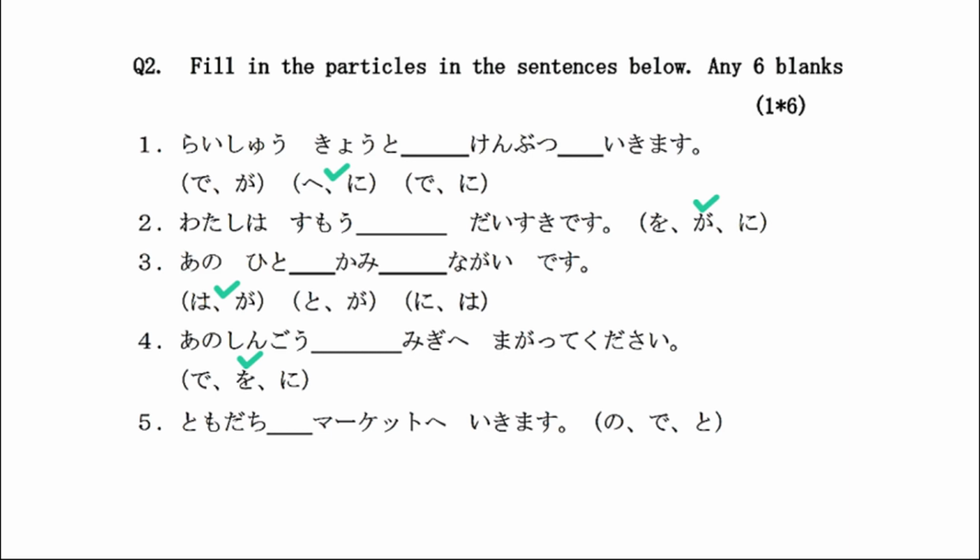The fifth sentence is Tomodachi dash maaketo e ikimasu. The options are no, de, to. By now, you would have learned the particle to, which indicates the partner with whom an action is done. So the correct option here will be to, and the sentence will become Tomodachi to maaketo e ikimasu.